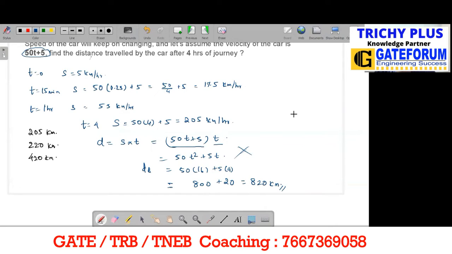Why do we need to integrate? Sir, because it is continuing till the 4th hour. See, in the last case, the car started and continued for 4 hours of driving, right? Can you understand my question? In the last case also, the car was driving from 0 time to 4 hours, right? There we didn't integrate, but here why do we need to integrate? Because there's change, sir. Correct.